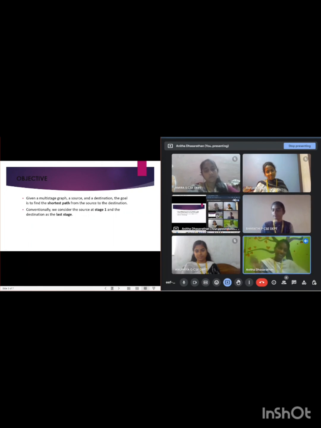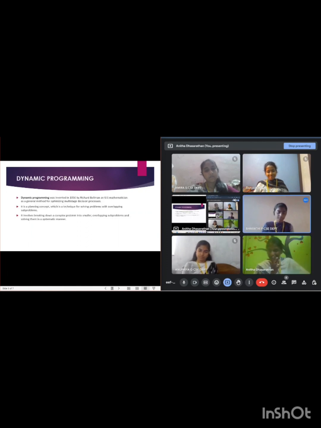And we consider stage 1 as the source node and the destination as the last stage. We solve this multi-stage graph problem by following a dynamic programming approach. It was invented in 1950 by Richard Bellman, a US mathematician, as a general method for optimizing multi-stage decision processes. It is a technique for solving problems with overlapping subproblems. It involves breaking down a complex problem into smaller ones, overlapping the subproblems, and solving them in a systematic manner.